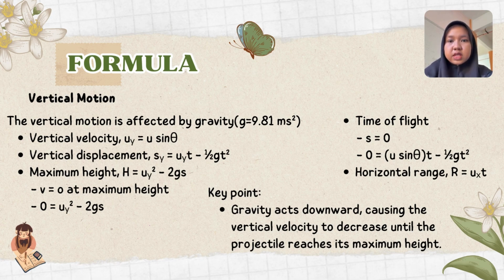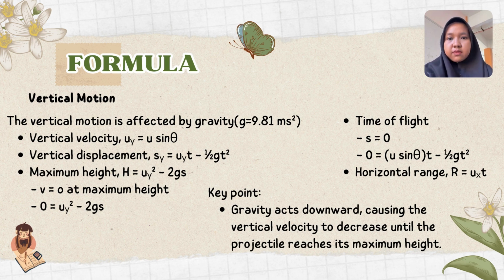The vertical velocity is v equals u sin theta minus gt. This formula shows that the vertical velocity decreases as the projectile moves upward. At the highest point, the vertical velocity becomes 0. After reaching the maximum height, gravity causes the object to accelerate downward. The maximum height of the projectile is calculated using h equals u squared sin squared theta over 2g. This formula tells us the highest point reached before the object starts falling.